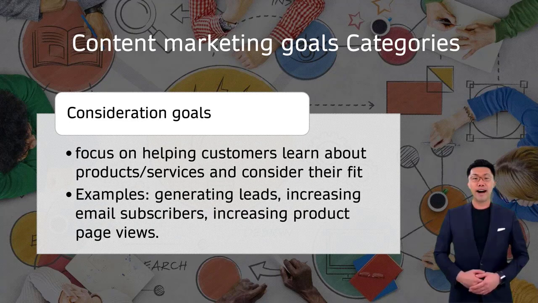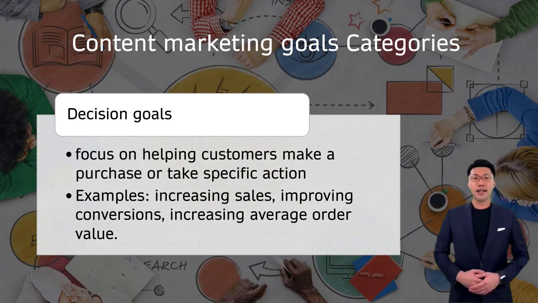The next type of content marketing goal is consideration. This type of goal is focused on nurturing the relationship with potential customers and helping them learn more about your products and services. The goal is to provide them with valuable information that will help them make an informed decision about whether or not to purchase from you. Examples of consideration goals include generating leads, increasing email subscribers, and increasing page views on product pages.